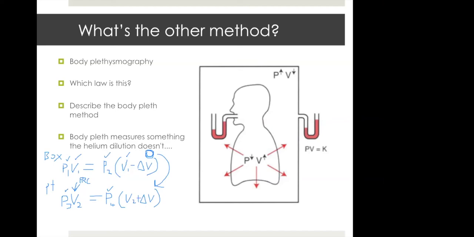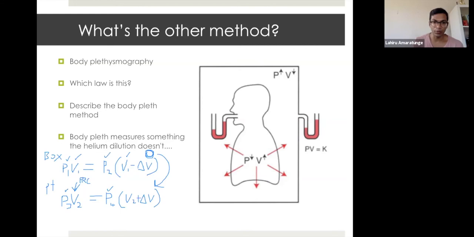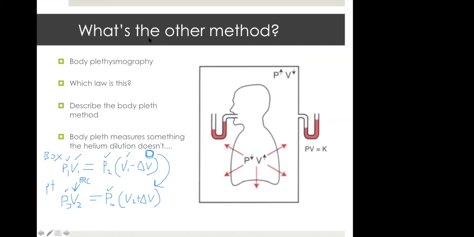And actually, does anyone want to have a go at that answer? So what does body pleth measure that helium dilution doesn't? Knowing the system, what do you reckon? Oh, someone's just posted in the chat group. I knew that the helium dilution method didn't measure any closed airways. So any airways that had collapsed obviously will not receive any helium. But I didn't really understand how that wasn't the case for body pleth.